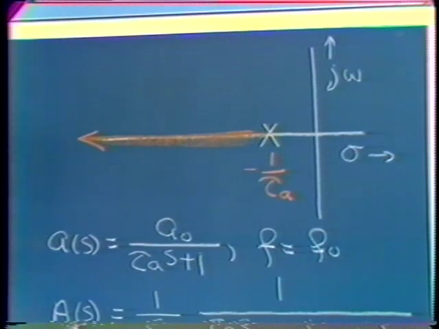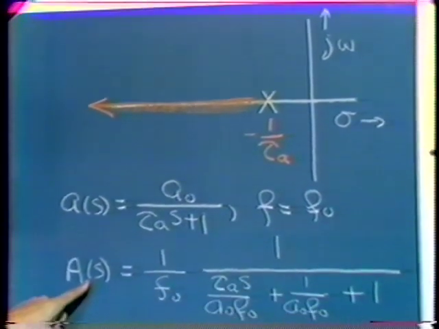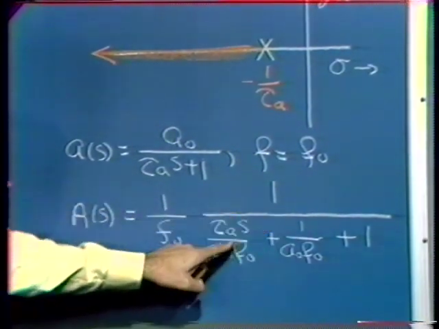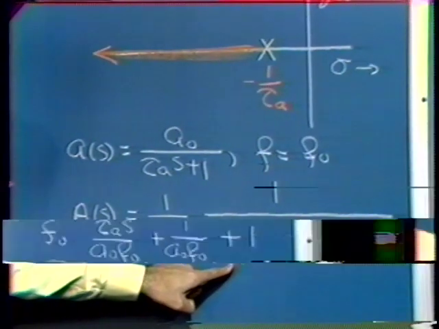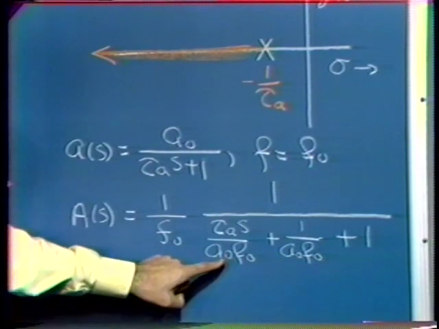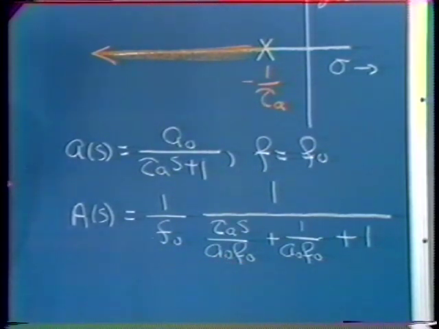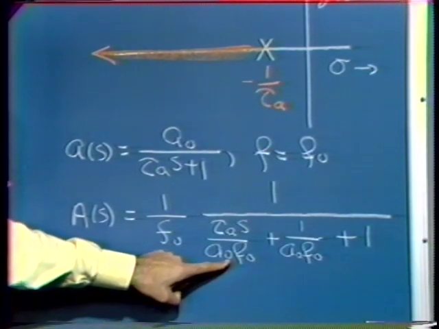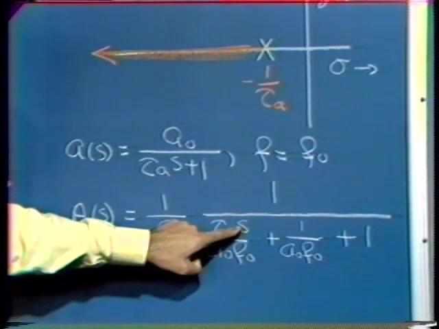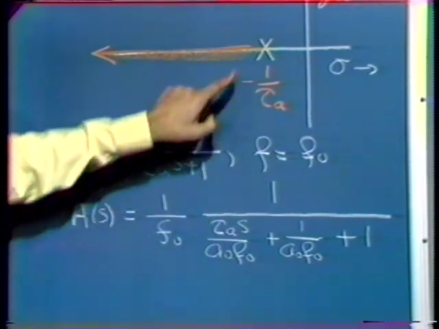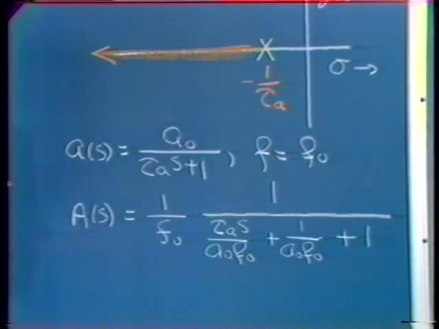When we calculated the closed loop transfer function, we determined that capital A of S was simply equal to 1 over F naught times 1 over tau AS divided by A naught F naught plus 1 over A naught F naught plus 1. Certainly, as we increase the A naught F naught product, the condition under which we construct our root locus diagram, the single closed loop pole simply moves toward higher frequencies. In other words, the coefficient associated with the S term becomes smaller and smaller in the denominator. So we get the behavior that we've indicated.